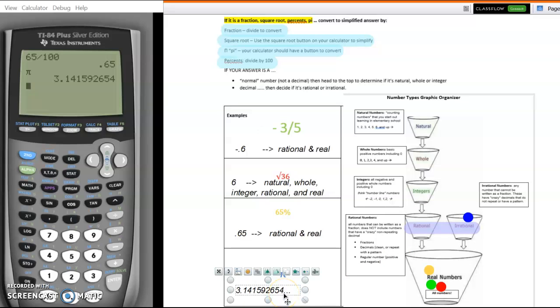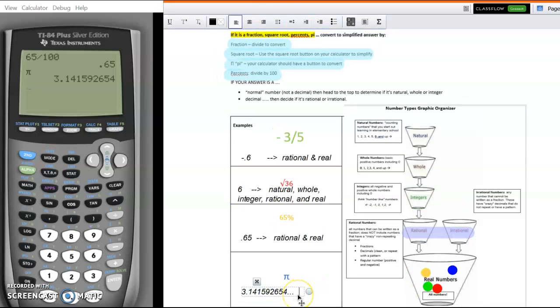If you're interested, look it up. It is a crazy, crazy decimal, but it's one of the most famous. So it is irrational and it's real. So to categorize it here, there is an example of a number that can be described as irrational and real.